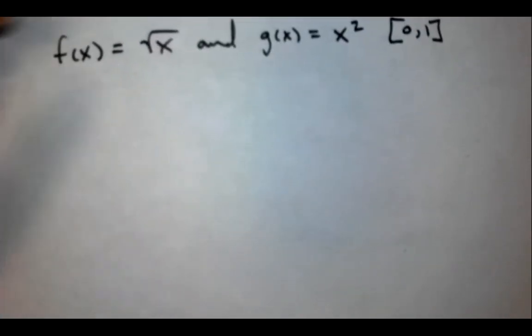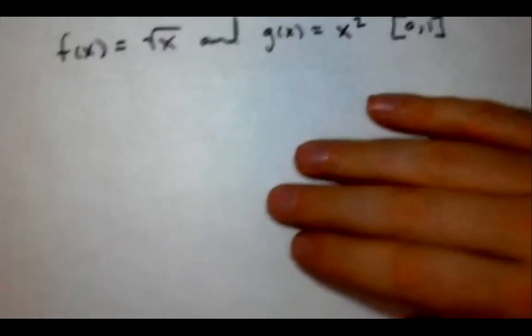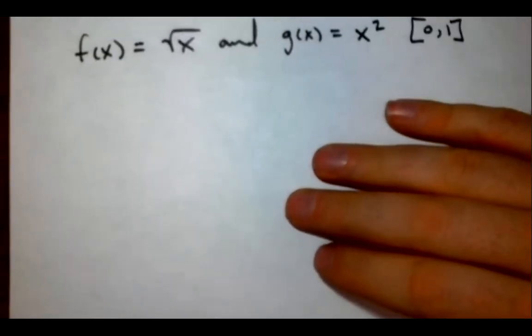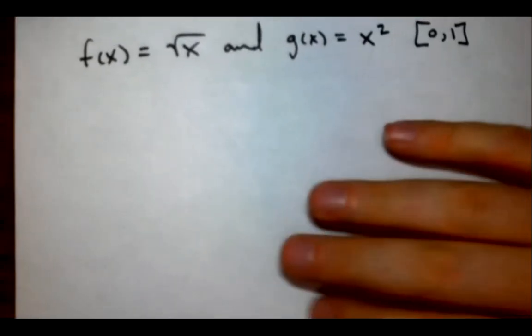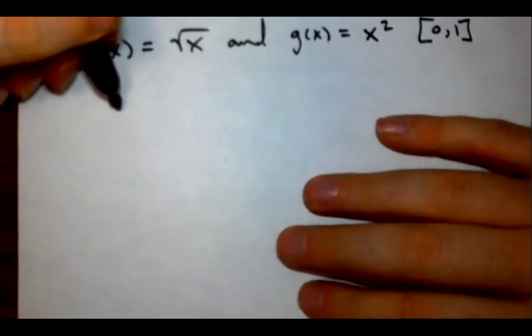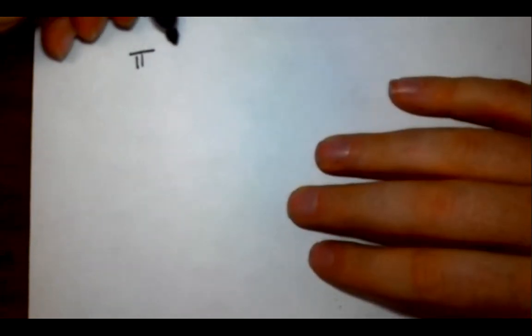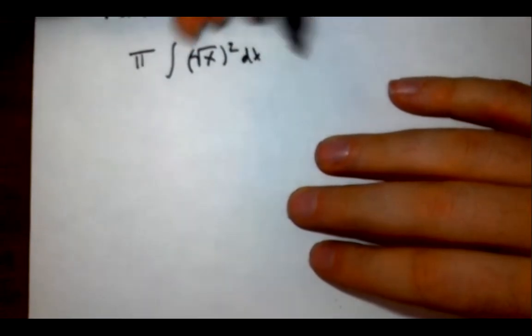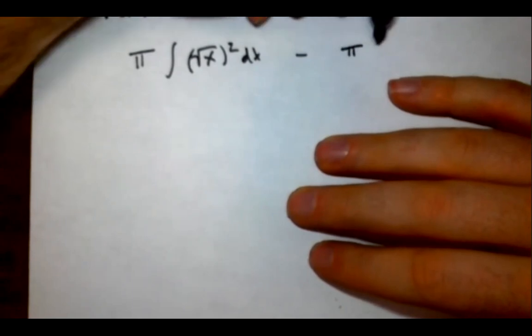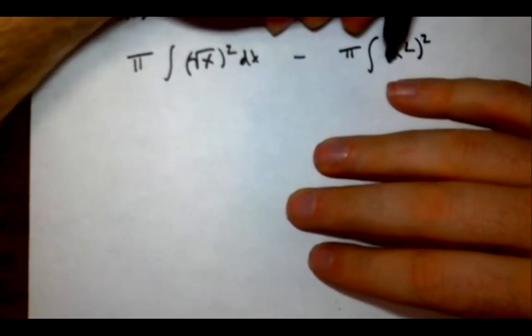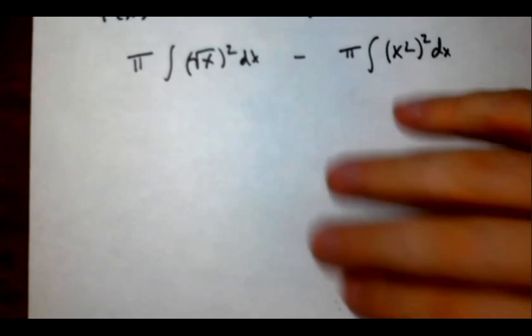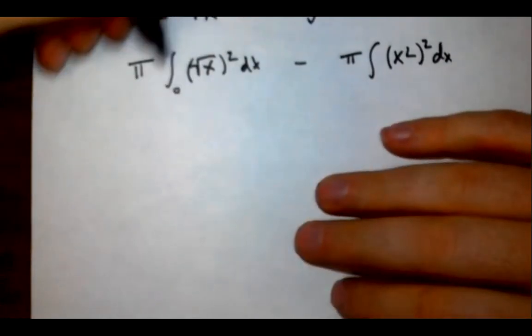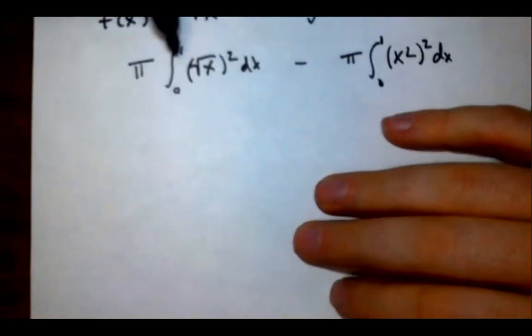Okay, let's see what we got. So first thing you want to make sense of is that the one on top is the square root of x, and the one on the bottom, like we just talked about, is x squared. So this is going to be pi radius squared minus pi radius squared. And these are both going from 0 to 1. So you got the top one, you got the bottom one.